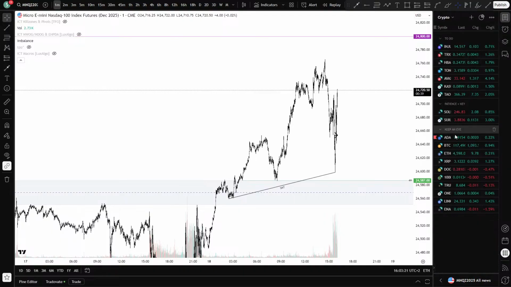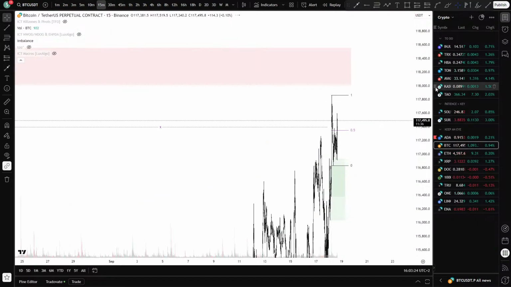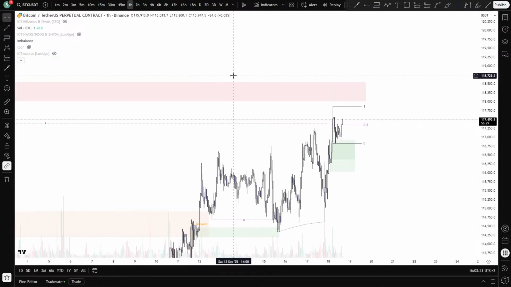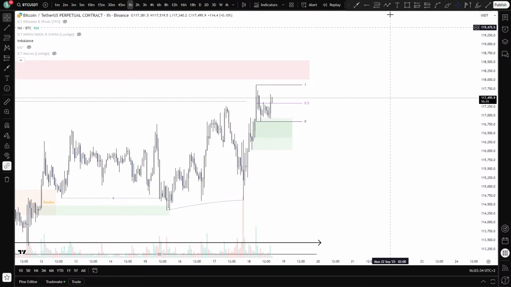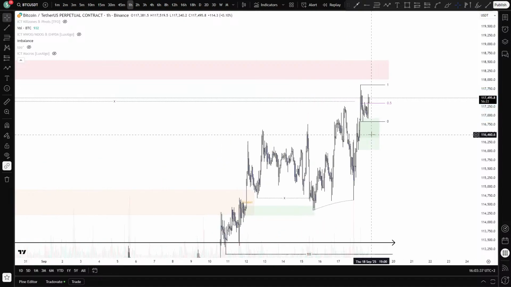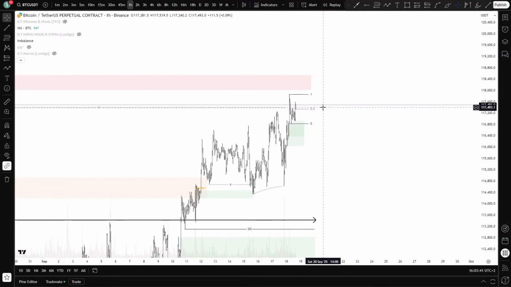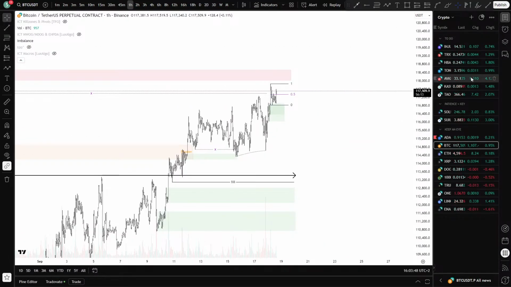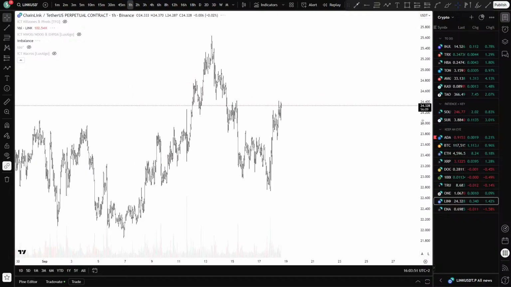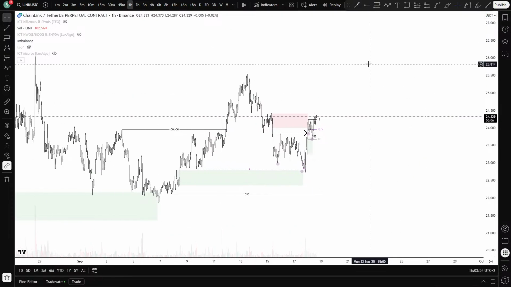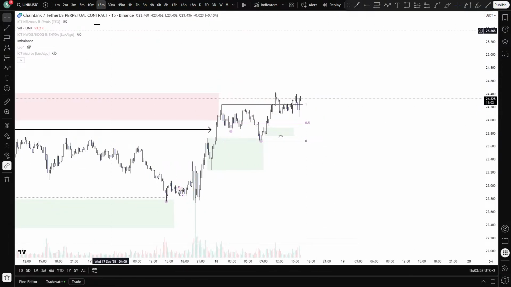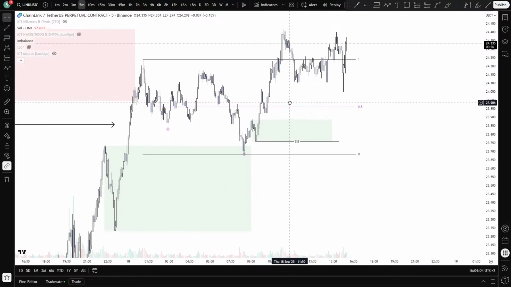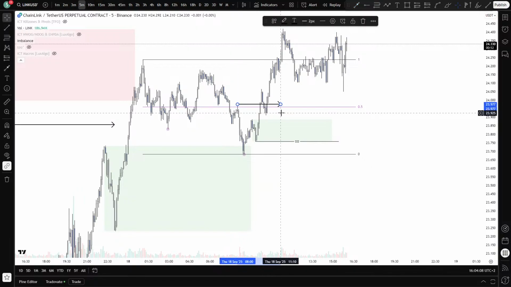Let's see what happened with Bitcoin on the open. Nice reaction from your demand still. Moving up. We're expecting new highs, so pretty logical what is happening right here. Link used this to move up.